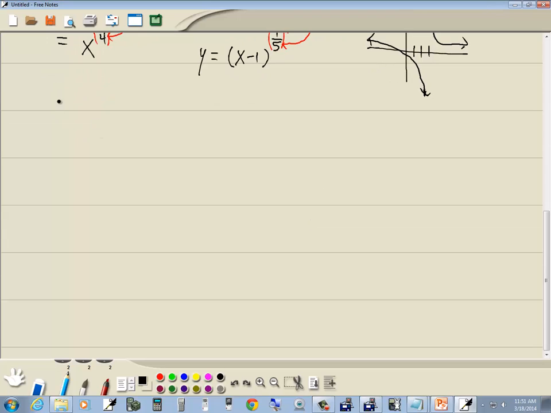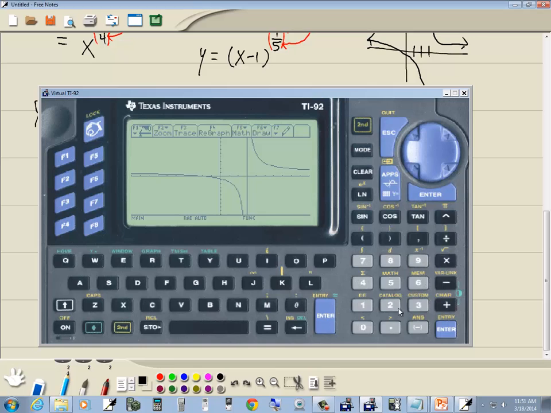Okay, let's look at the next one. Y is equal to dash square root dash x dash 3, I think, is one I usually use. On your calculator, this very bottom row here, you have a negative. Now on the side here, you have a minus. So you have two dashes.